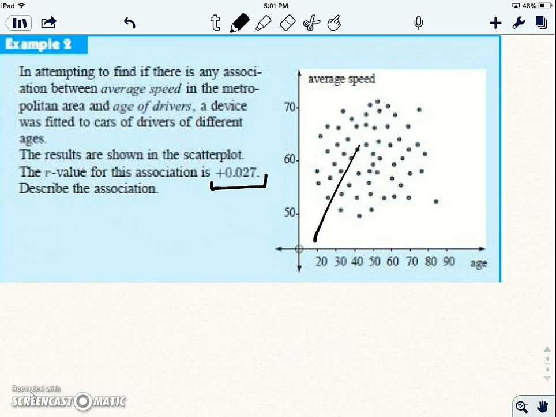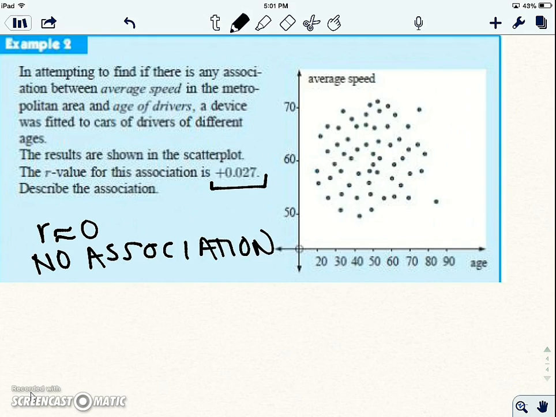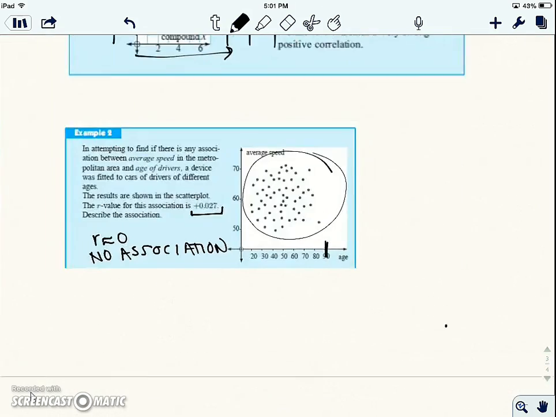Well, does that mean that there's a positive slope here? No. What that means is R is almost 0, so I would say that there's basically no association. So the average speed and the age of drivers, which is kind of weird. You think that old drivers tend to drive slower, okay? But according to this data, not so much.